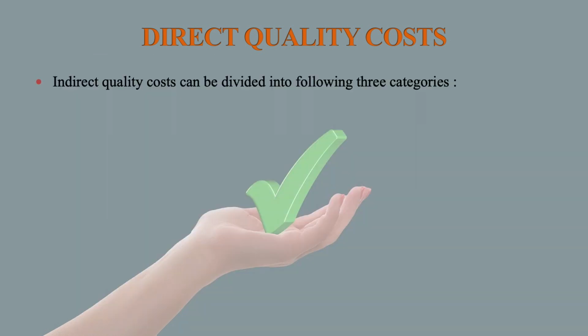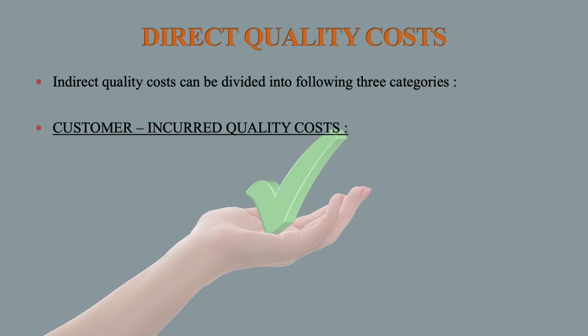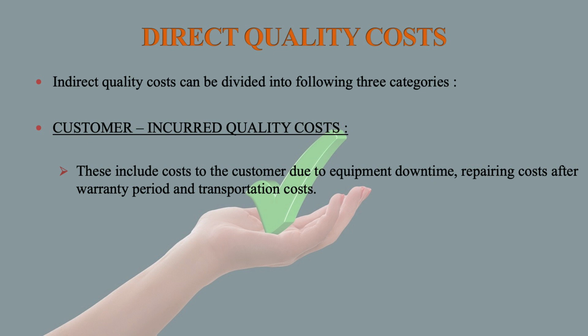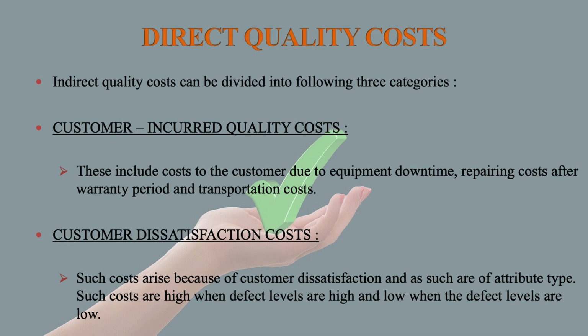Then indirect quality cost can be divided into the following three categories: customer incurred quality cost. These include cost to the customer due to equipment downtime, repairing costs after the warranty period, and transportation costs. Then customer dissatisfaction cost. Such costs arise because of customer dissatisfaction and as such are of attribute type. Such costs are high when defect levels are high and low when the defect levels are low.